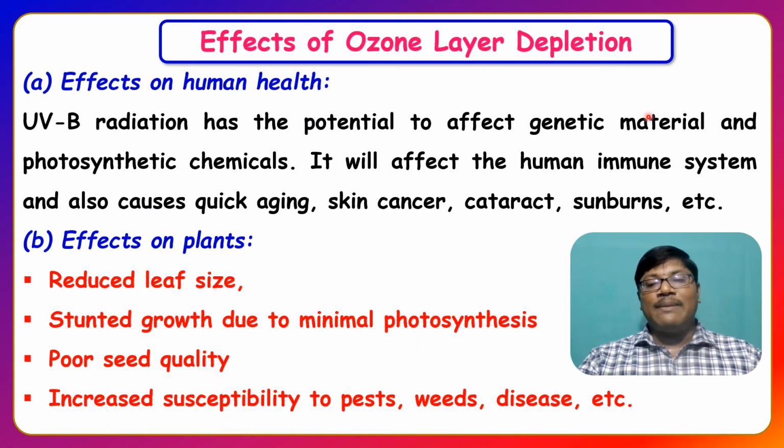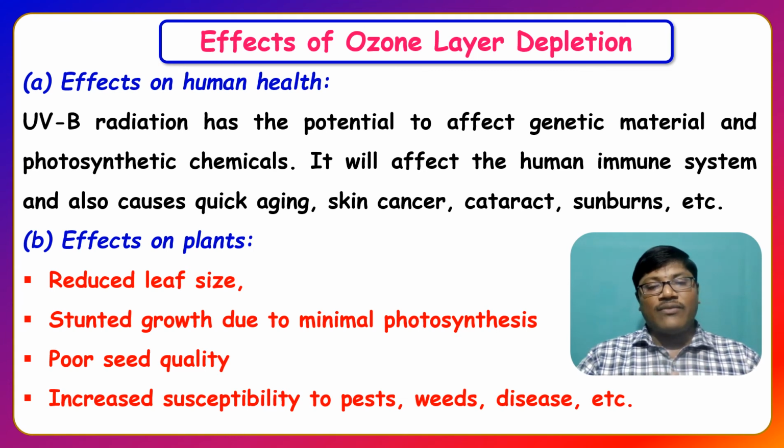Effects of ozone layer depletion. Effects on human health. Reduction of ozone concentration at a global scale will significantly increase UVB penetration to Earth. UVB radiation has the potential to affect genetic material and photosynthetic chemicals also. It will affect the human immune system and also cause quick aging, skin cancers, cataracts and sunburns.